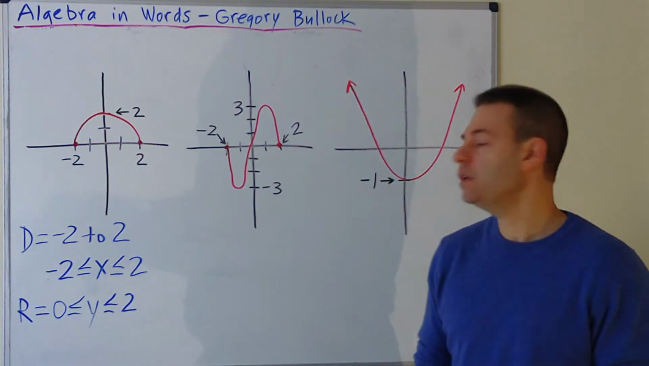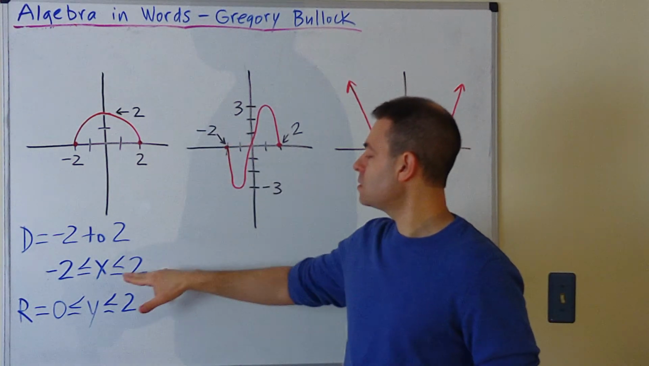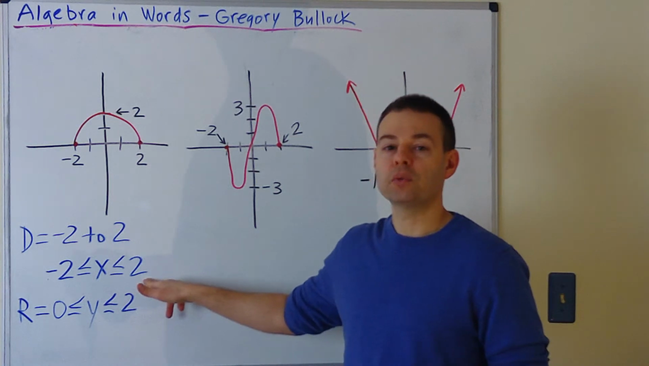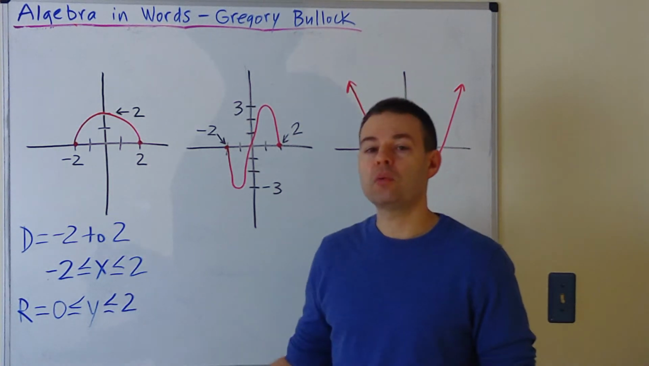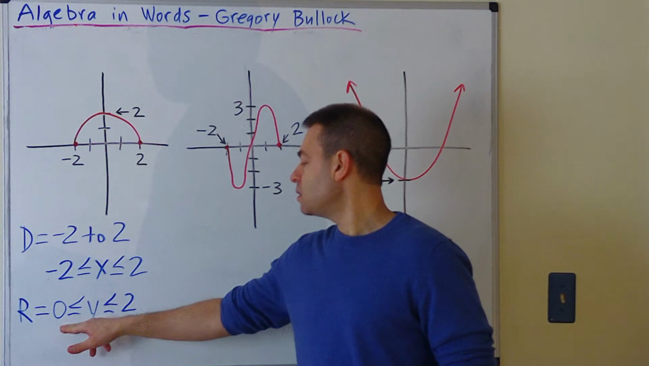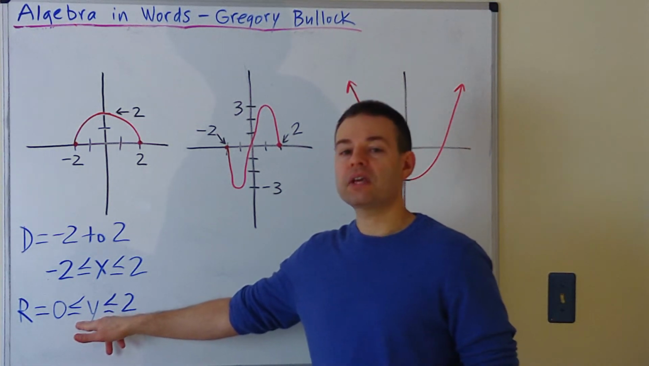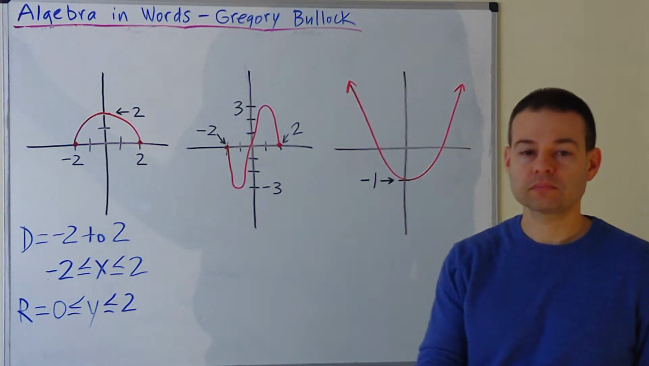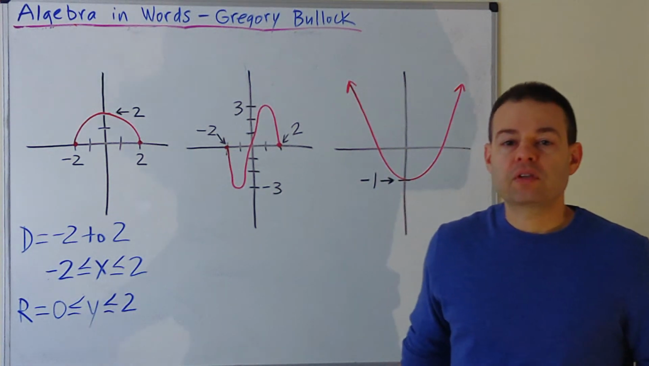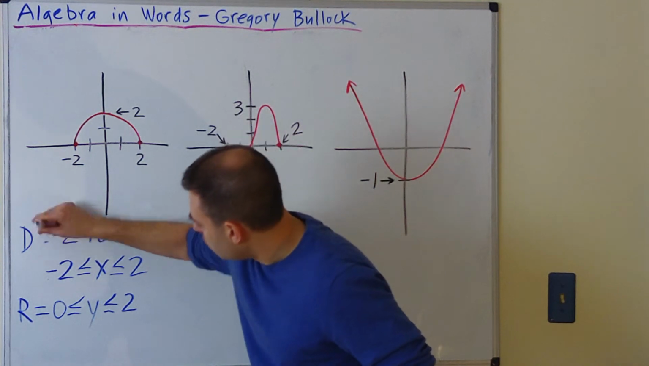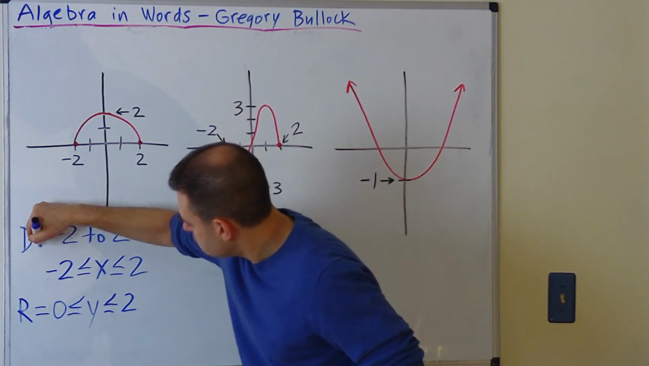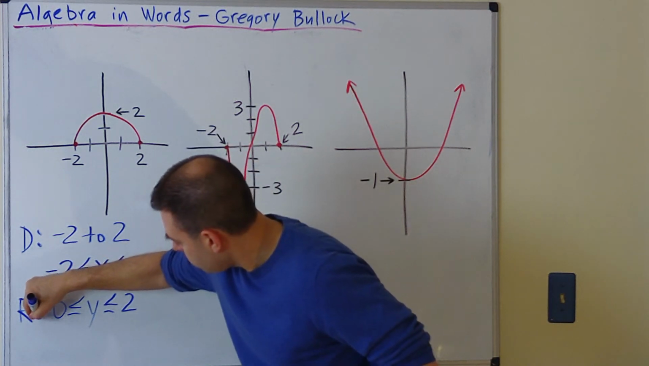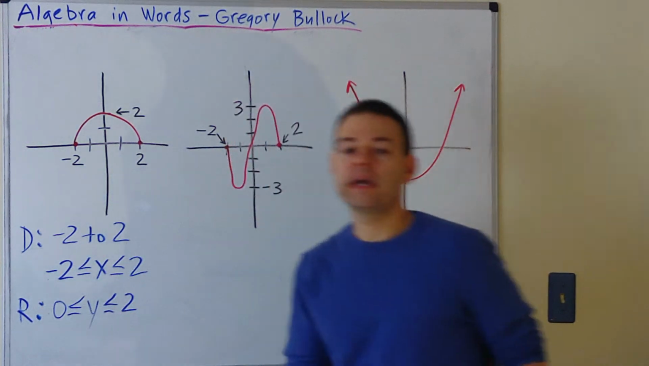So in summary, the domain of this graph is -2 is less than or equal to x, which is less than or equal to 2. And for the range, the y values, we show it as 0 is less than or equal to y, which is less than or equal to 2. And just so we have this proper, let's just make this a colon. And let's look at the next one.